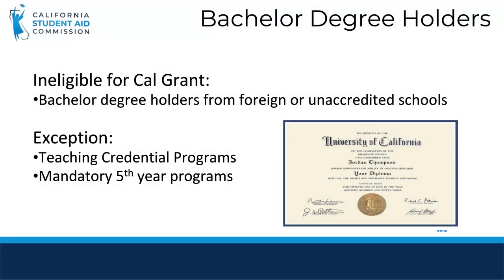If a student has earned a bachelor degree, then they are ineligible for a Cal Grant award unless they are in a teaching credential program. Students who are enrolled in a mandatory 5-year program may also be eligible for a 5th-year Cal Grant. Students are encouraged to access the G42 5th-year benefits application form or the G44 Teaching Credential Program application form to see if their school is eligible for a 5th-year extension.